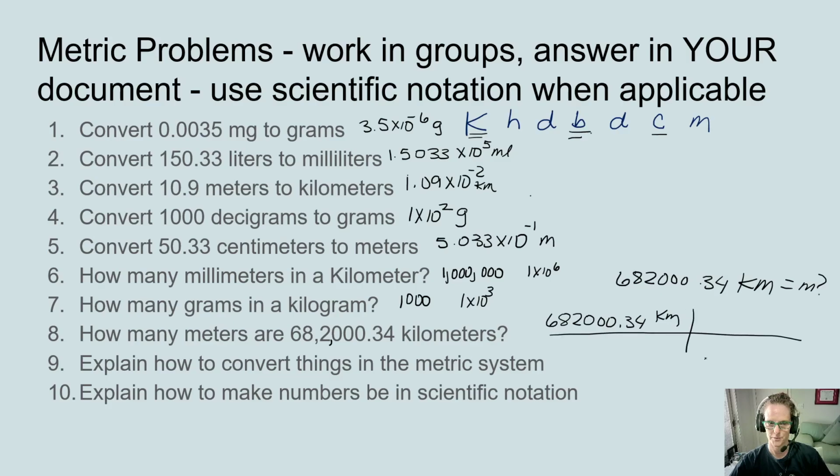And I know there's 1,000, same just like here, grams and kilograms, say prefixes, so there's 1,000 meters per kilometer. This is going to be a really big number. It's going to be this number with 3 more digits. So if I put that in my calculator, 682,000.34 times 1,000, it's going to be 682,000,340.